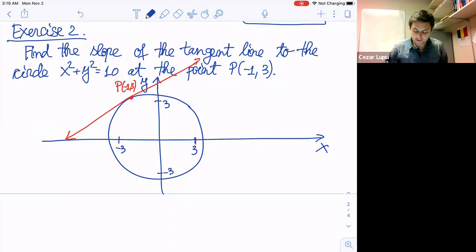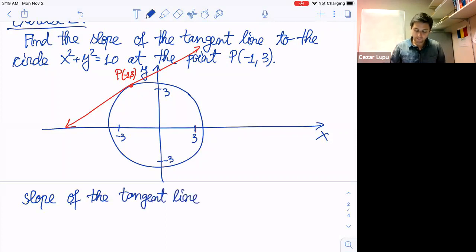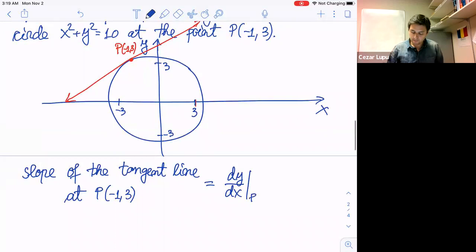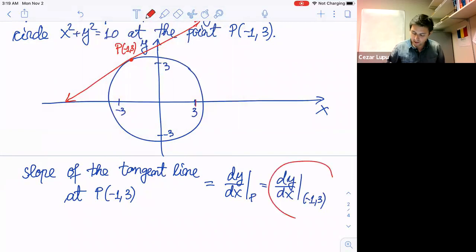And now what we know about the slope of the tangent line is that it is the derivative at that point. So the slope of the tangent line at the point P of coordinates is nothing else than the derivative of y with respect to x evaluated at that point P, or dy over dx evaluated at -1 and 3. That's what we need to compute. But we have already done this.